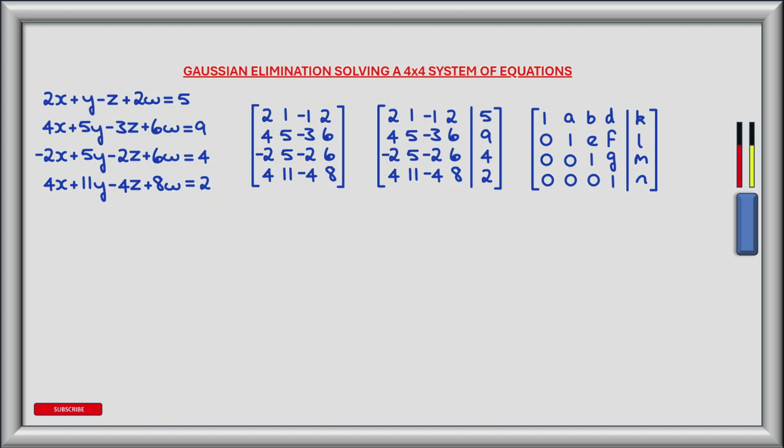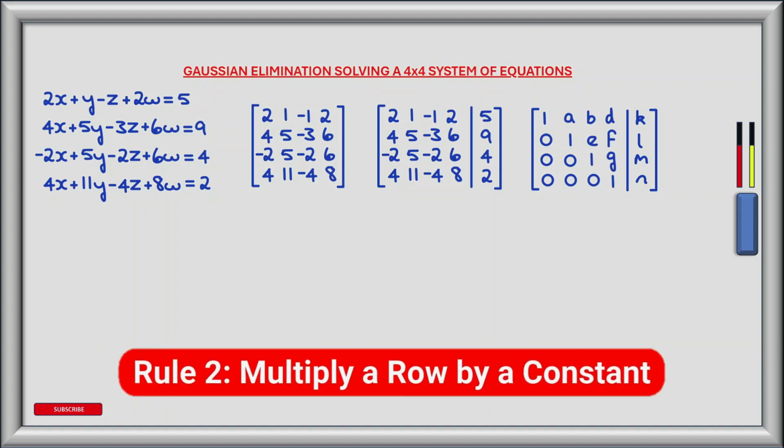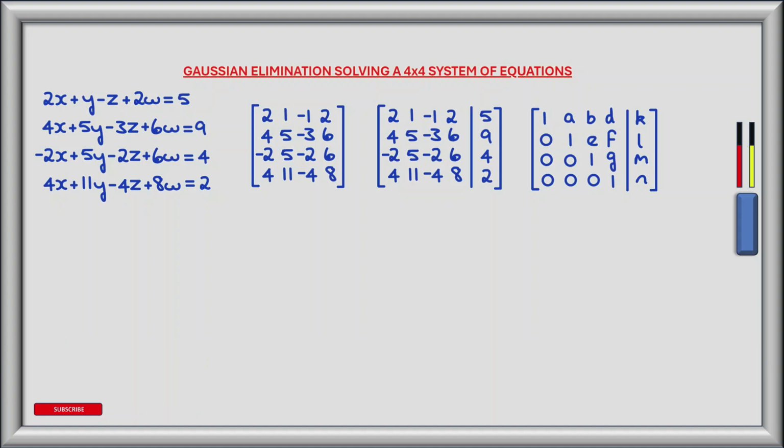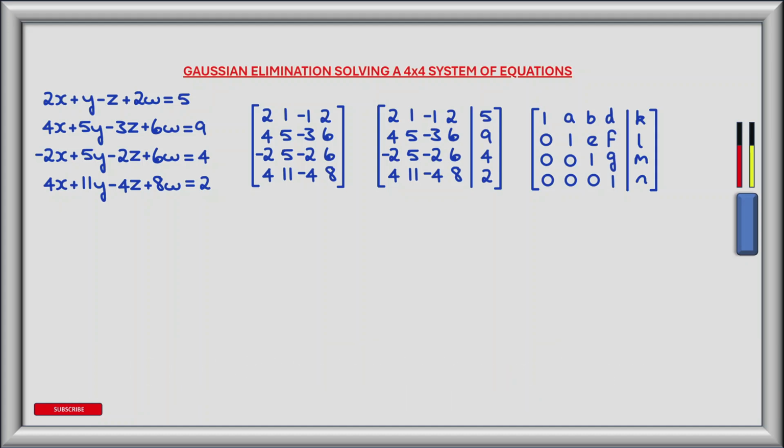Now let's look at what rules we are constrained by when reducing the matrix to row echelon form. Rule 1. We can interchange or swap any two rows. Rule 2. We can multiply a row by any non-zero constant. And rule 3. We can add or subtract any two rows, which can be done in conjunction with rule 2, which enables us to multiply a row by a non-zero constant.